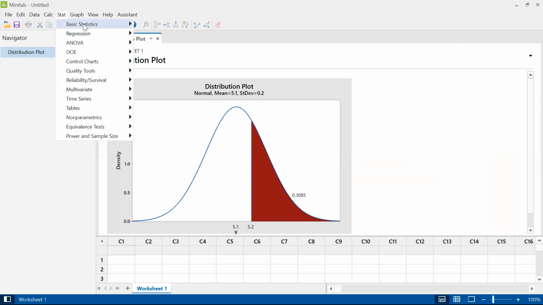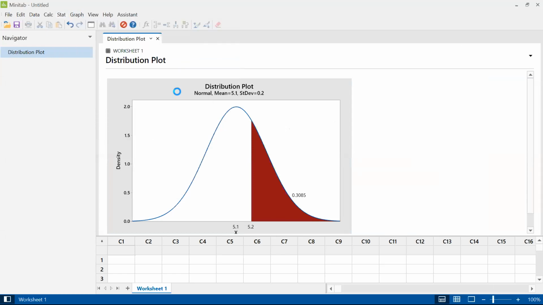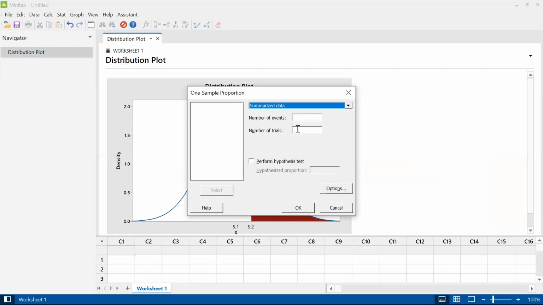This is under Stat, Basic Statistics, One Proportion. I have the summarized data: 8 out of 200 were defective in our trial. We want to perform a hypothesis test, and the hypothesized proportion, the number we're comparing ourselves to, is 5,000 divided by 100,000. That's the dividing line we're testing against, so that's 0.05.